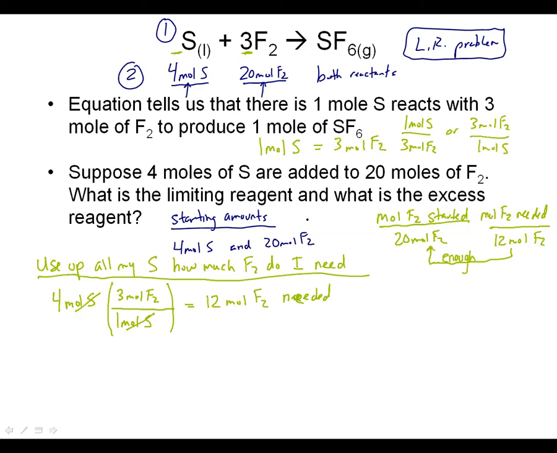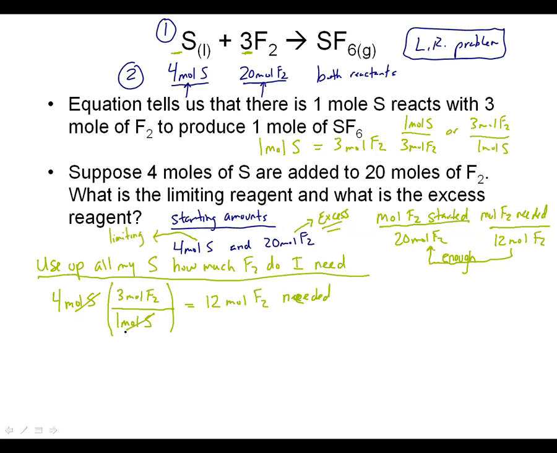And what that calculation tells you when you figure out you have enough is it tells you that the F2 in this case is going to be our excess reagent. And the nice thing about figuring out which one's your excess reagent or which one is your limiting reagent is, by default, the other guy has to be your limiting reagent.